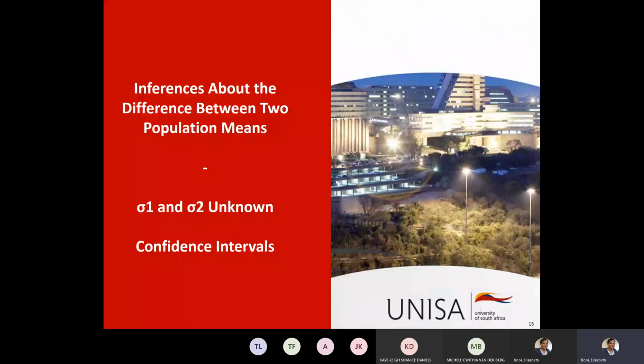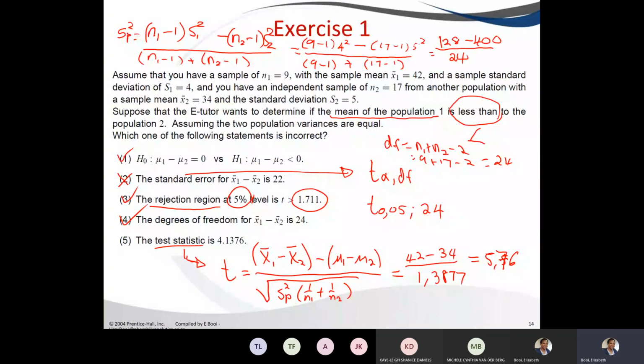So we need to add at the top, sorry. That was supposed to be an addition. Let's go again. 128 plus 400 equals, divide by 24 equals 22. So the answer for the pooled variance is 22. Still, it's not the standard error, so we still need to calculate the standard error.